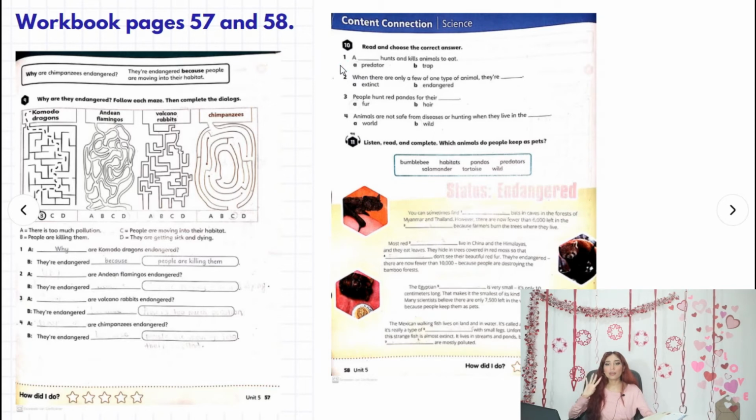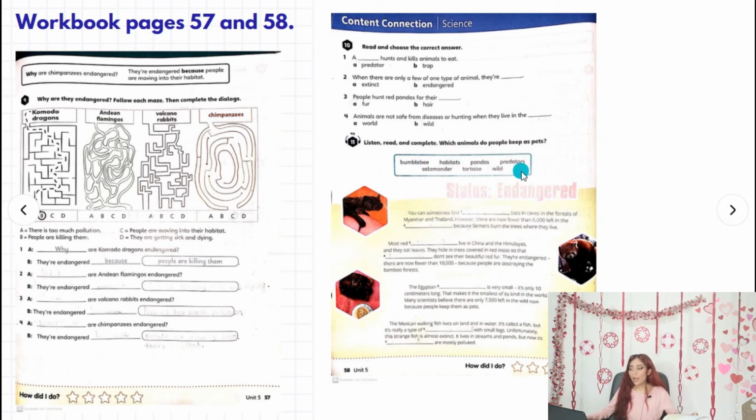If you don't know any word, you can find it on the internet, use the translator, or if you have your dictionary at home, try to use it as possible. So you're going to circle the correct answer or write it in the blanks. And that's it. Now we can go to activity 11 that says, listen, read, and complete. Which animals do people keep as pets? And in the box you have bumblebee, habitats, pandas, predators, salamander, turtles, and wild.